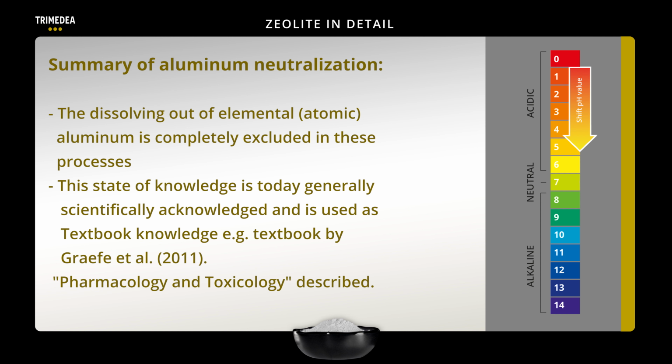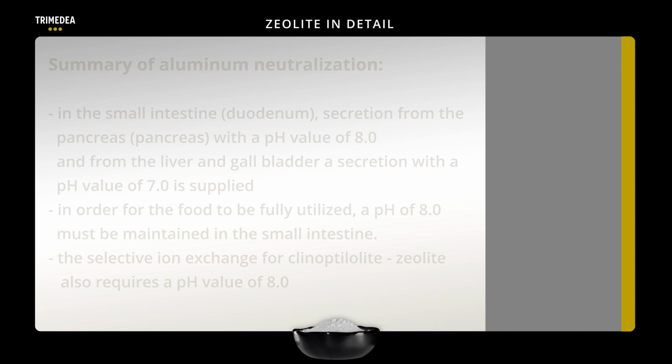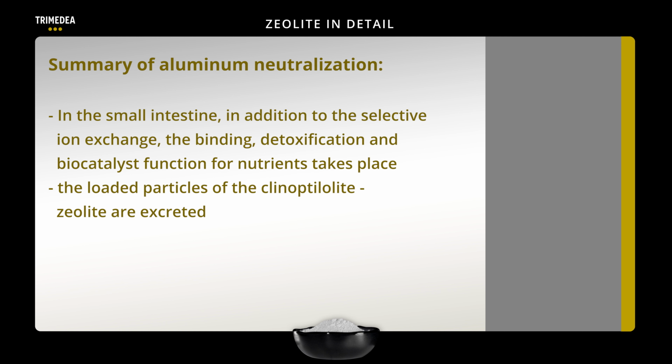In the small intestine, secretions from the pancreas with a pH value of 8.0 and from the liver and bile are supplied with a secretion with a pH value of 7.0. In order to be able to fully utilize food, a pH value of 8.0 must constantly exist in the small intestine. The selective ion exchange for clinoptilolite zeolite also requires a pH value of 8. In addition to the selective ion exchange, the binding, detoxification, and biocatalyst function for the nutrients in the intestine take place in the small intestine. The particles of clinoptilolite zeolite loaded with harmful substances are excreted.